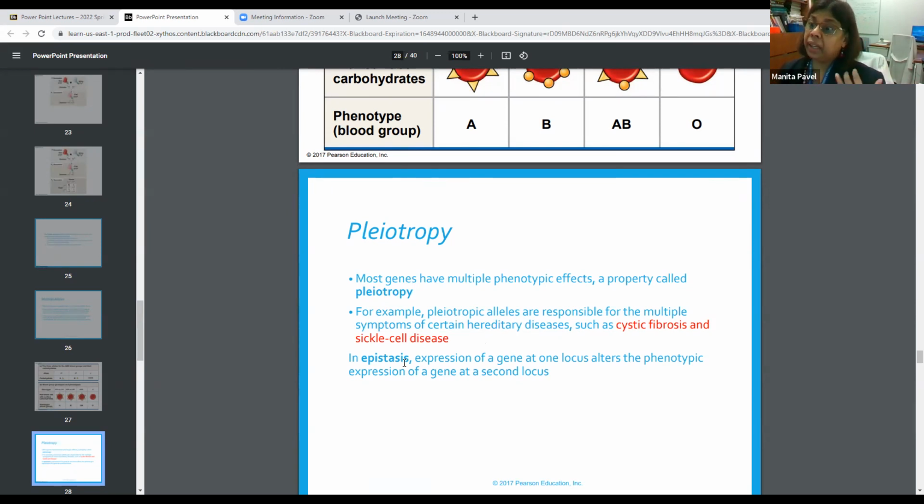Now, epistasis, you have to know these terms. In epistasis, the expression of a gene at one locus, and again I keep emphatically stating, in the structure of a chromosome, I gave all these terms. What is the locus? It's the location or the position of a gene on a chromosome. And therefore, in epistasis, the expression of a gene at one locus is going to alter the phenotypic expression of a gene at a second locus.